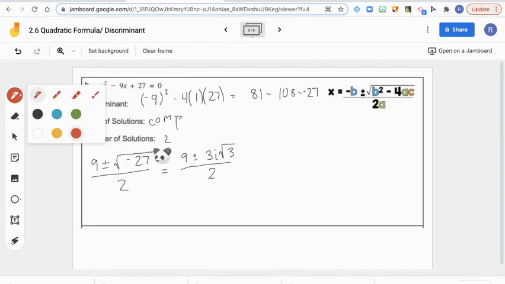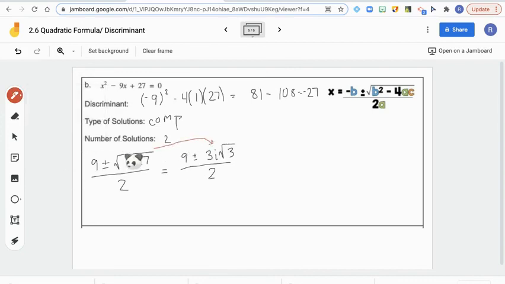Now, the first thing I want you to do in the chat is, will you send me a message right now? Tell me if you see how we got this simplified radical. Do you see how we went from the square root of negative 27 to 3i times the square root of 3? Do you see that? Send me a message.